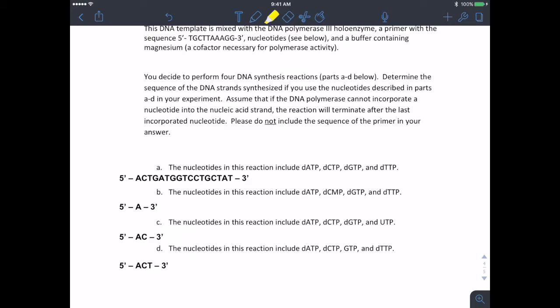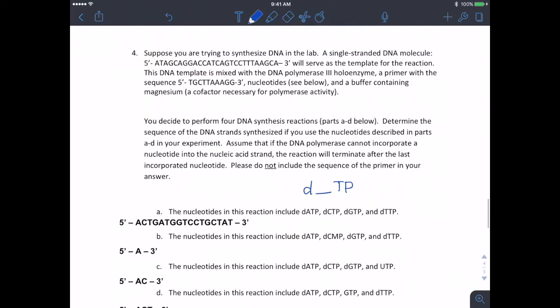So basically, the easiest way to remember this is that if it doesn't have the structure of where it's D and then some base TP, it won't be able to be used to synthesize DNA. And so first, it's asking us to not include the primer.